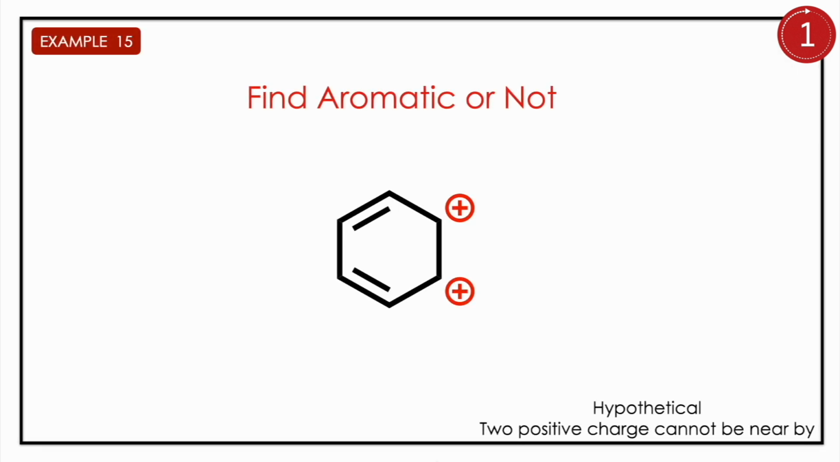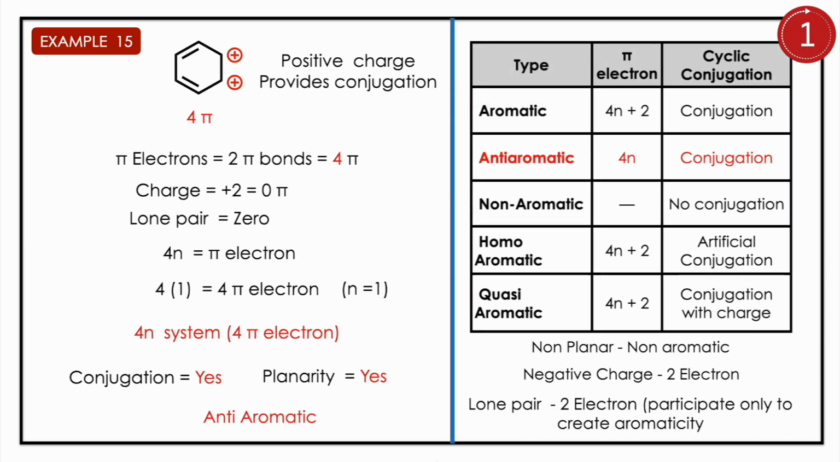Here you have cyclohexadiene dication. You should find whether the compound is aromatic or not. The system is very interesting because you have two positive charges. Two positive charges help for the delocalization. So don't confuse it with non-planarity. The compound is planar. Delocalization is also there. So let us count the pi electrons.